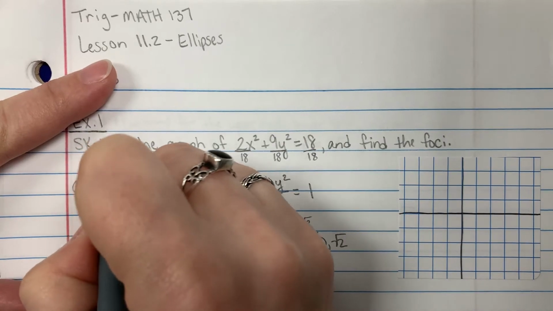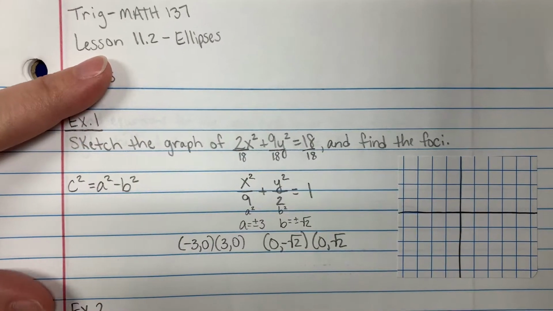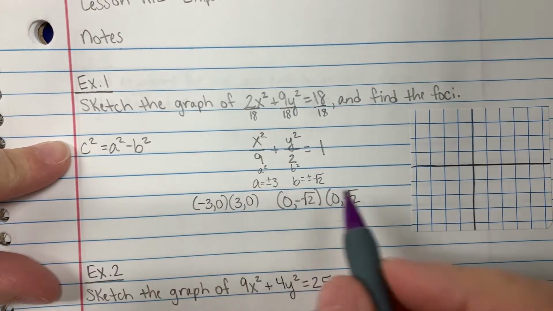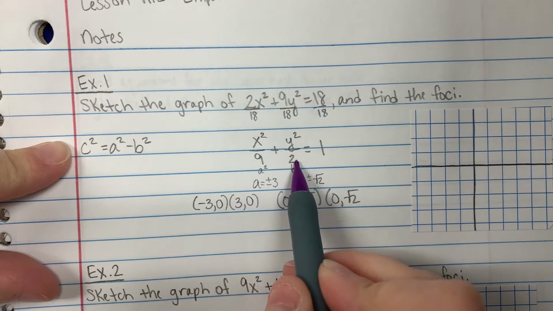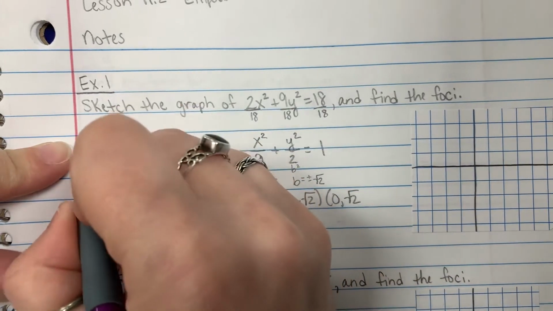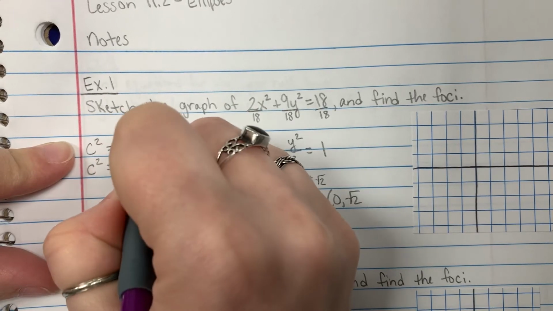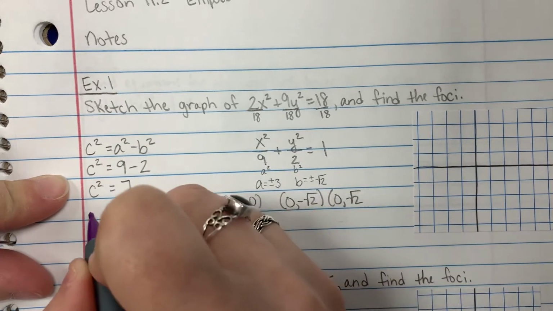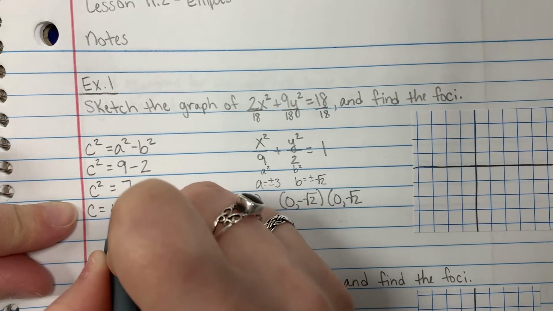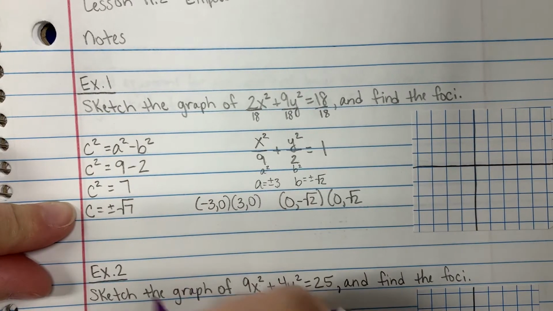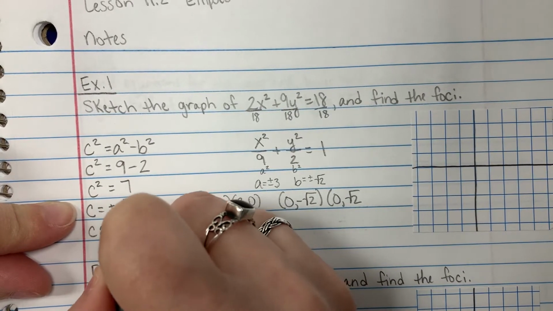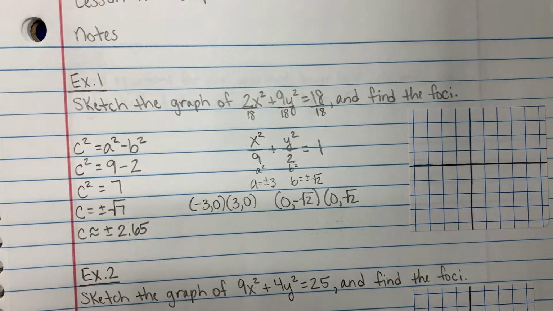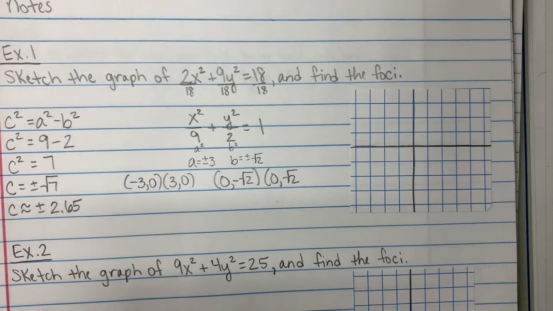C squared equals a squared minus b squared is how I find that. So I'm looking for c. I know a squared and b squared, so I'm just going to use the squared values instead of using a and b. So I'm going to use 9 and 2. That means c squared has to be 7, which means c is plus or minus the square root of 7, which is about plus or minus 2.65. That way when I go to graph it, it makes more sense.